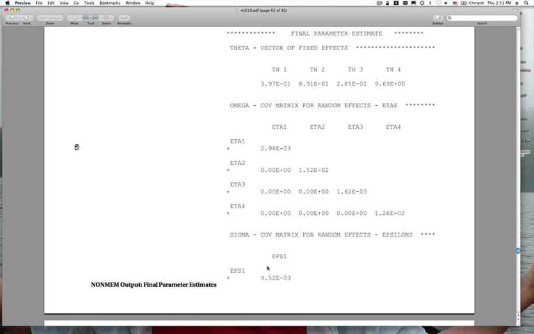And then finally, there's the covariance matrix of the residual random effects, the epsilons, known as sigma. This one has just a single term, so it's a variance of sigma. It could be the variance of a proportional error term.